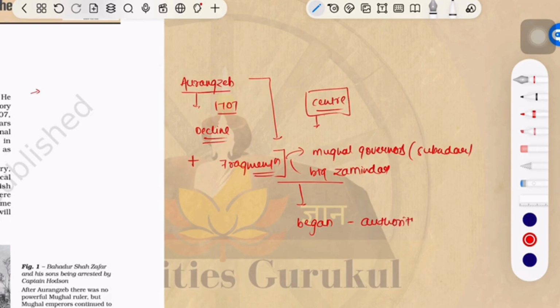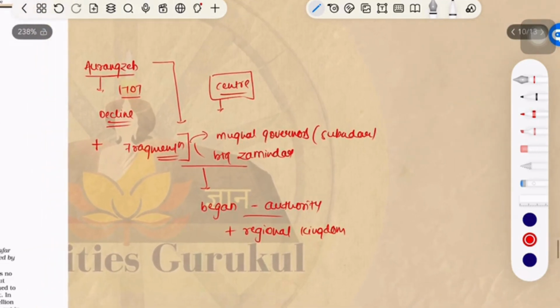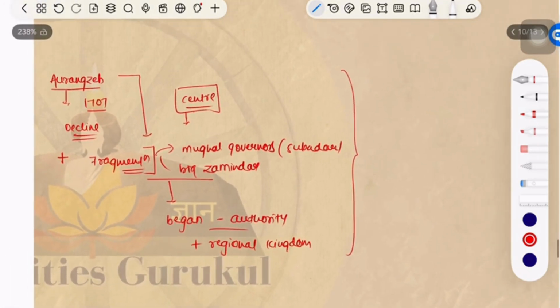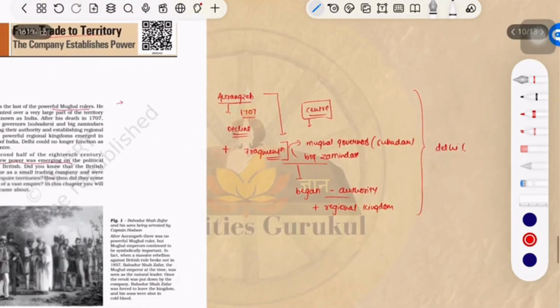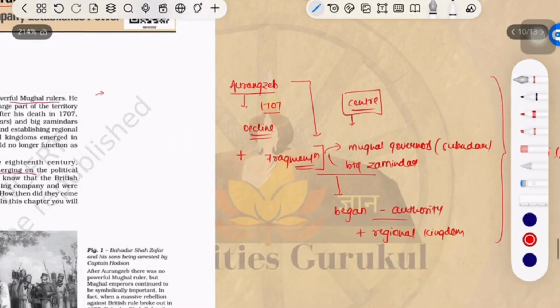And we also see the coming up of regional kingdoms. So with all this process, Delhi's dominance declined. Delhi's dominance declined. This is the first thing, the initial point.